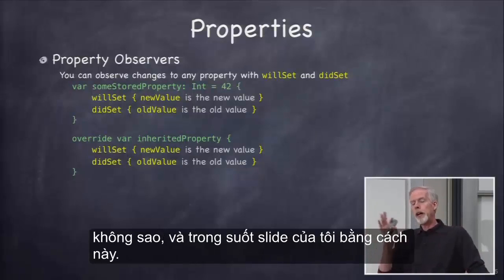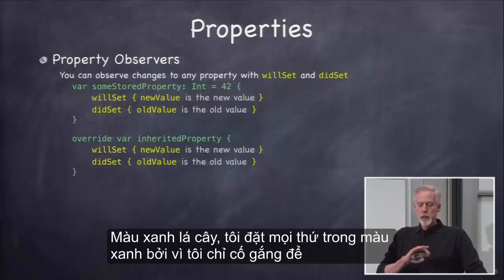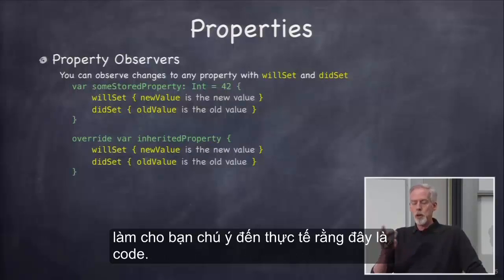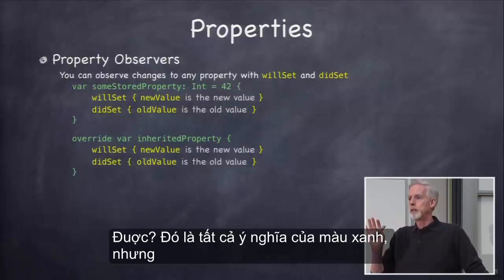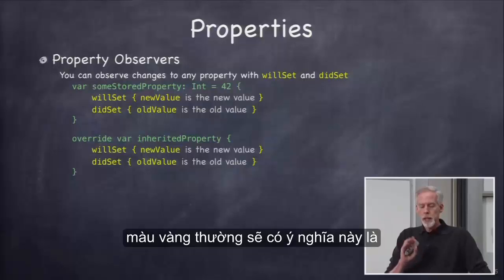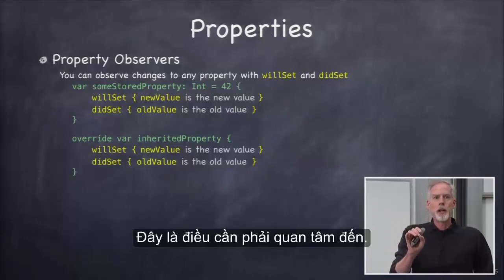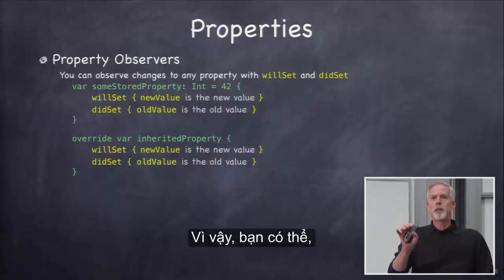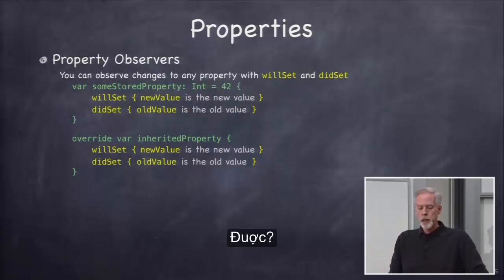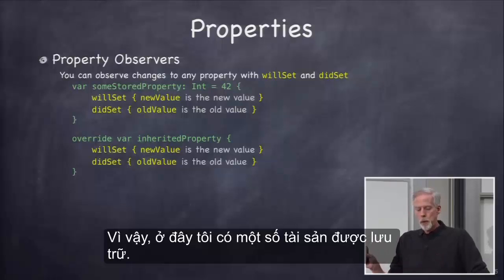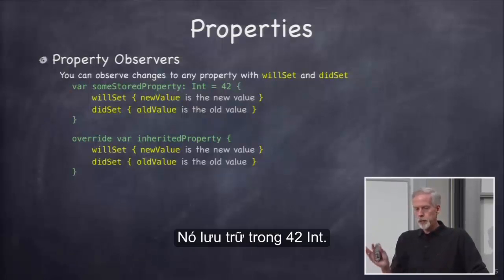I'm just putting it there. Throughout all my slides, by the way, I put things in green just to draw attention to the fact that this is code. That's all green means. But yellow usually will mean this is the thing I'm talking about right now, the thing to pay attention to. So you can almost think yellow is like highlighted. So here I have some stored property. It stores an int, 42.